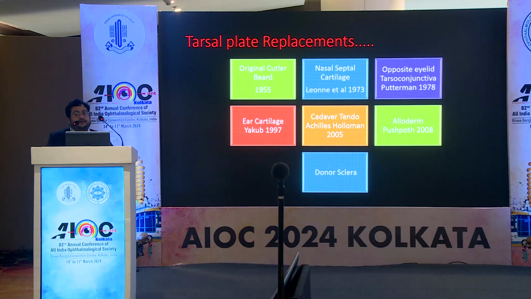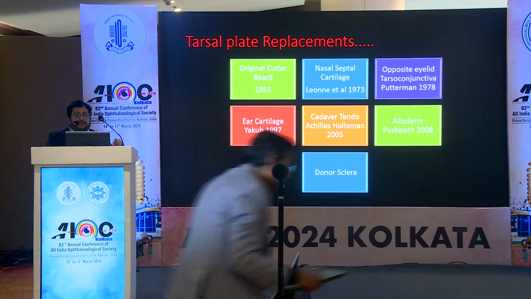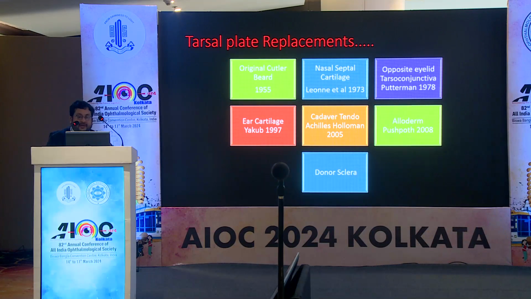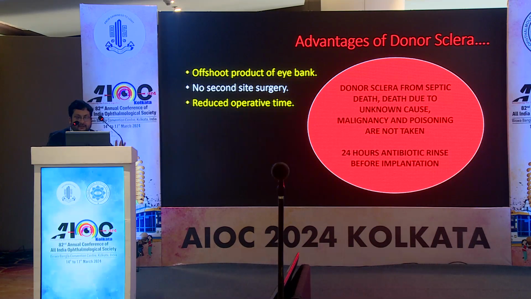A lot of tissues have been used as a replacement of tarsal plate: nasal septum, tendoachilles, ear cartilage and all that. And donor sclera has also been used. But here we are using a trilaminar donor sclera, which will be thick and which will give better architectural support. The advantage of donor sclera is that it is an offshoot product of the eye bank, and you do not have to do a second site surgery, and the operative time is also reduced.